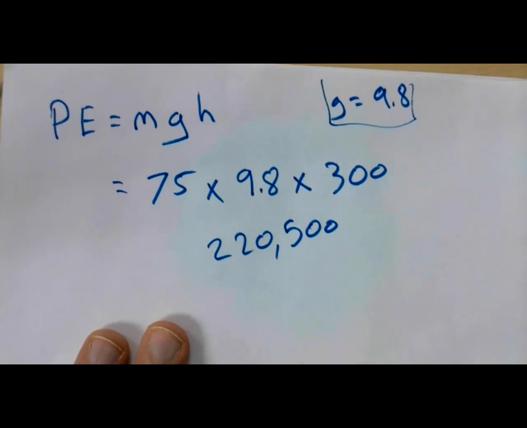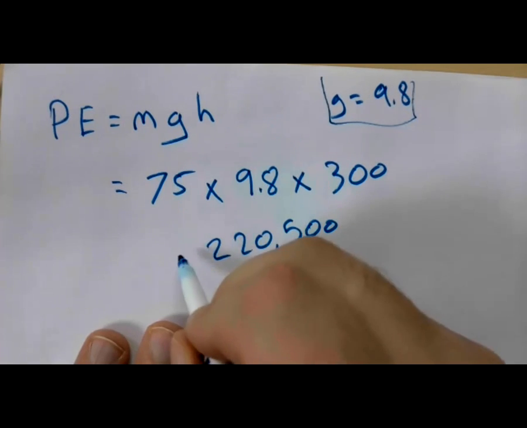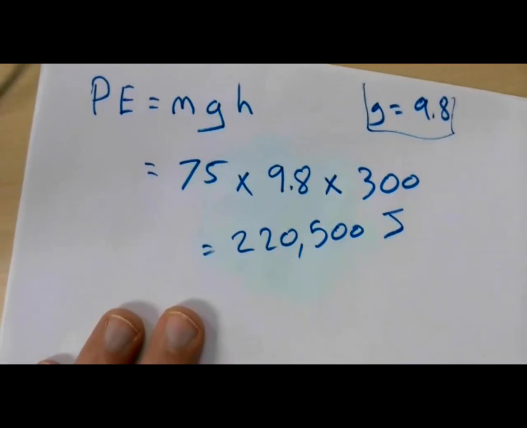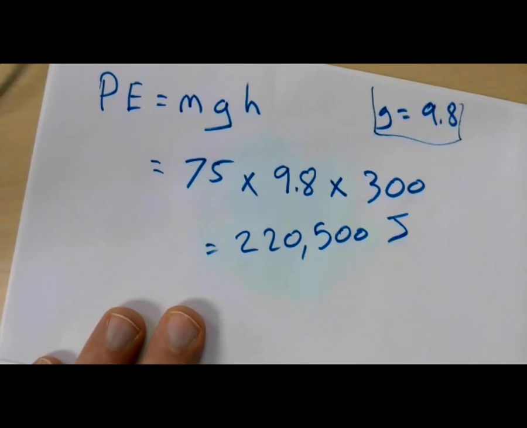I get an answer of 220,500. Double check that just to be 100% sure I didn't hit a button wrong. 75 times 9.8 times 300. Yep, that's the answer I get twice. So what's the unit? The unit is joules. So just put that J there for you. Okay.